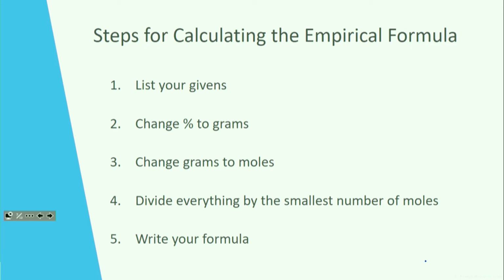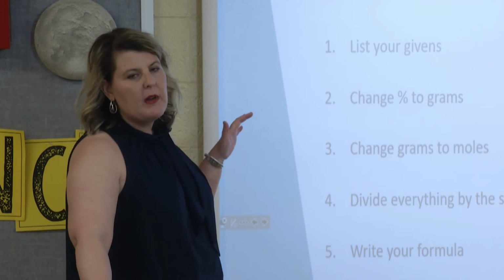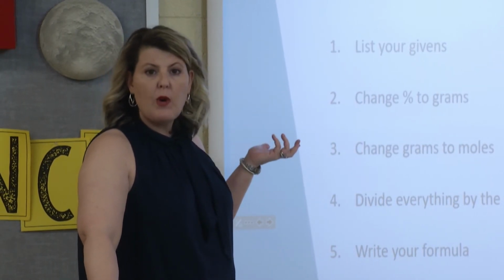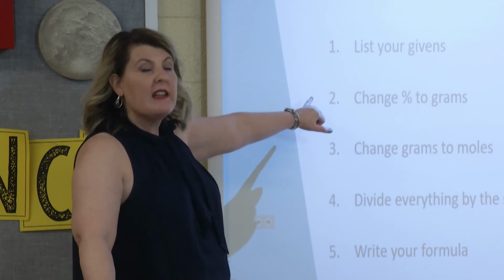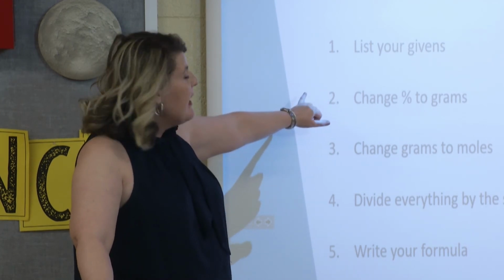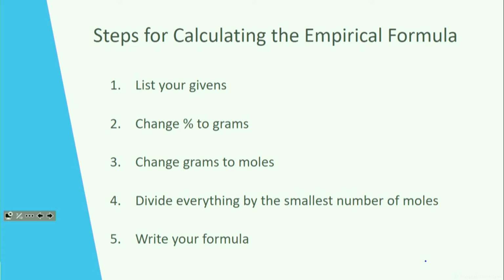Write these steps down. I'm all about steps. The first step in the problems that we're about to do, just like any problem we've done the entire last 4 weeks, is you write down your givens. The next step, and these will make sense once we get into a problem, is you change the percent to grams. Then you're going to do what we did last week. You're going to change grams to moles. You're going to divide everything by the smallest number to put it in its most reduced form. And then you're going to write your formula. So percent to grams, grams to moles, divide by the smallest, multiply till whole. That's a little rhyme to help you remember this.